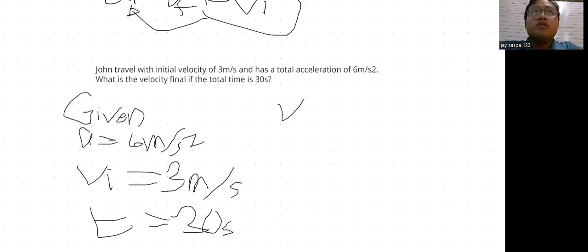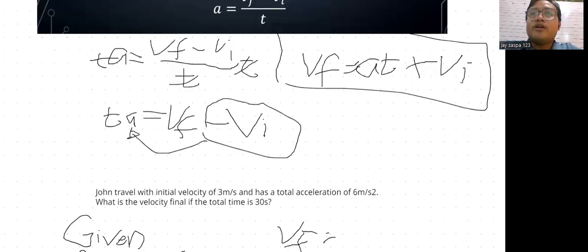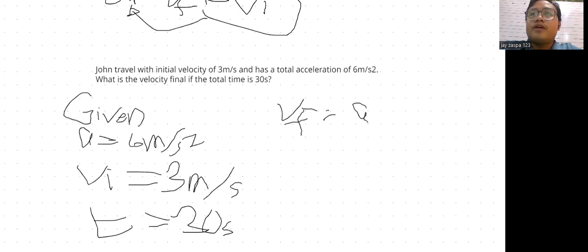Okay, the second thing to do, you're going to write the formula. So you are looking for final velocity. We put it like this. That will be acceleration times the time. Okay, don't mind my handwriting. That's the time, and then plus the initial velocity. Just very simple. Just substitute the formula.